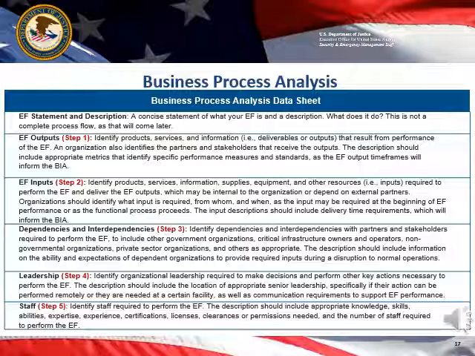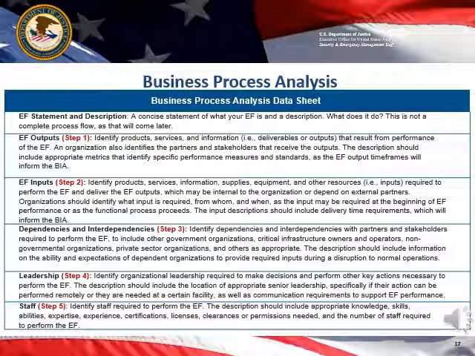Step 3 focuses on identifying dependencies and interdependencies with partners and stakeholders required to perform the mission essential functions, to include other government organizations, critical infrastructure owners and operators, non-governmental organizations, private sector organizations, and others as appropriate. The description must include information on dependent organizations' ability and expectations to provide required inputs during a disruption to normal operations.